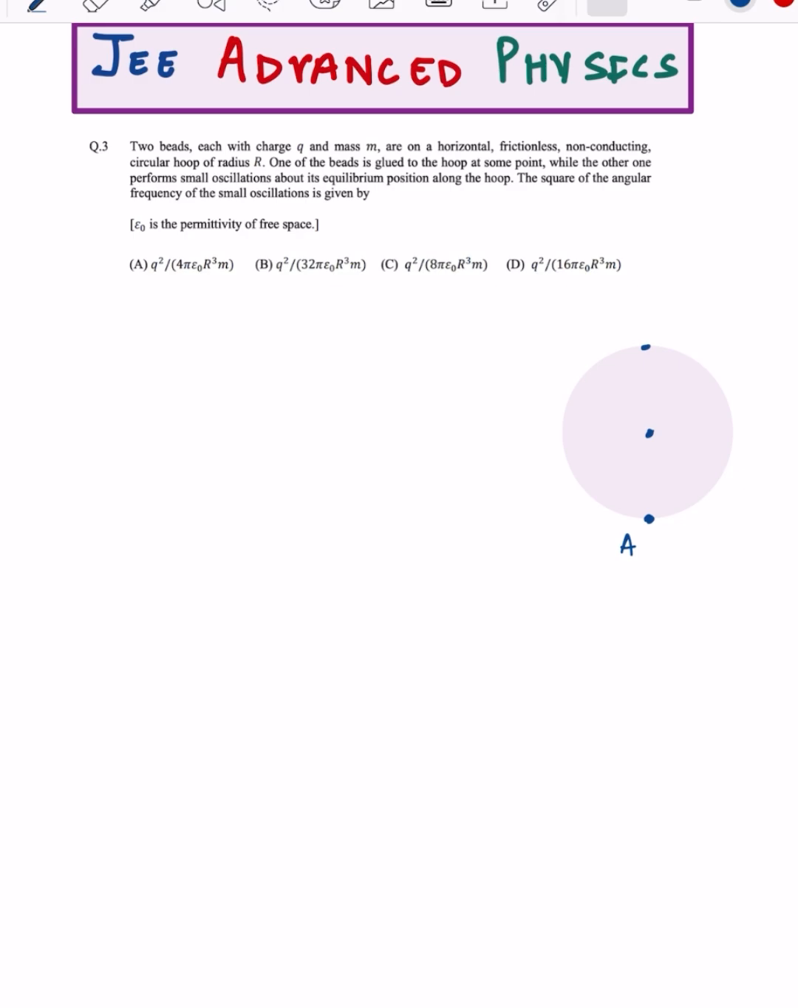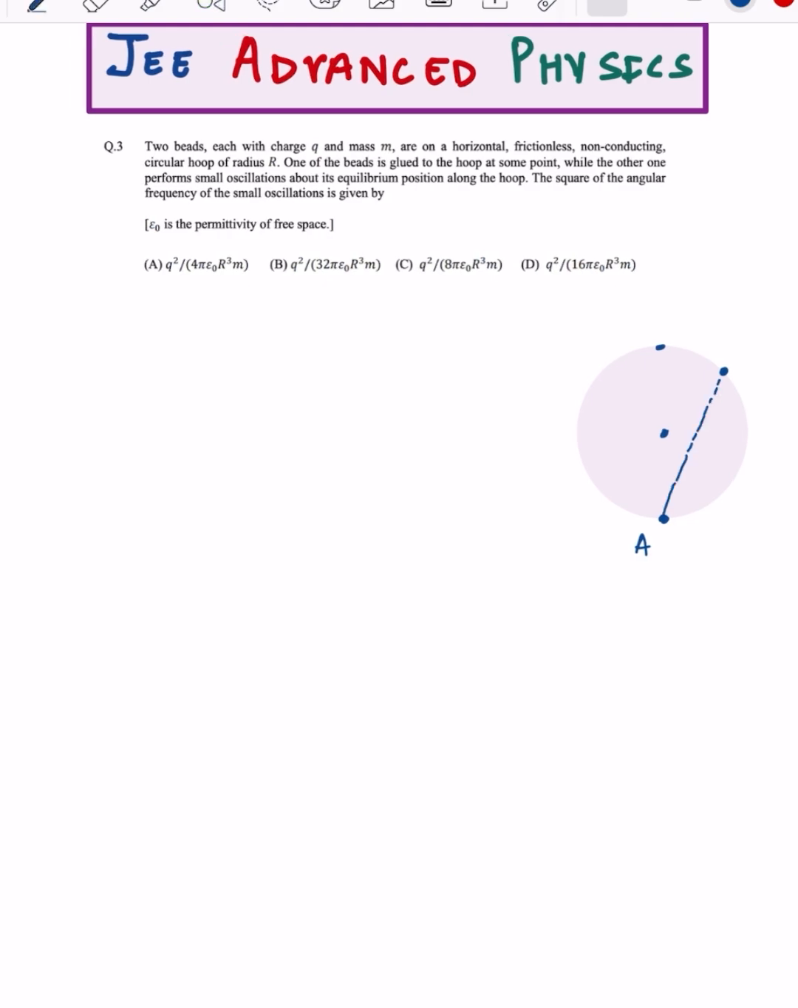So the other bead will be oscillating around this position, right? Let's say the bead is here. We need to find the restoring force, so we need to be more careful. This is bead A, this is bead B, and let's say this is the origin. There's going to be a repulsive force here. The basic idea is we need to find the tangential component of this repulsive force. That will help in this problem.